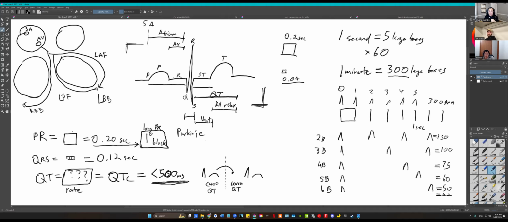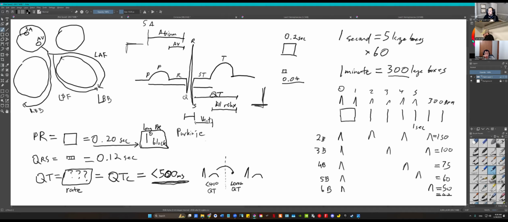And then if you just remember that there are 300 large boxes in a full minute, great. Now you can start counting heartbeats and figuring out the heart rate without the machine helping you. So remember some diagrams, remember just a few numbers, and you can generate a whole ton of information in your mind.